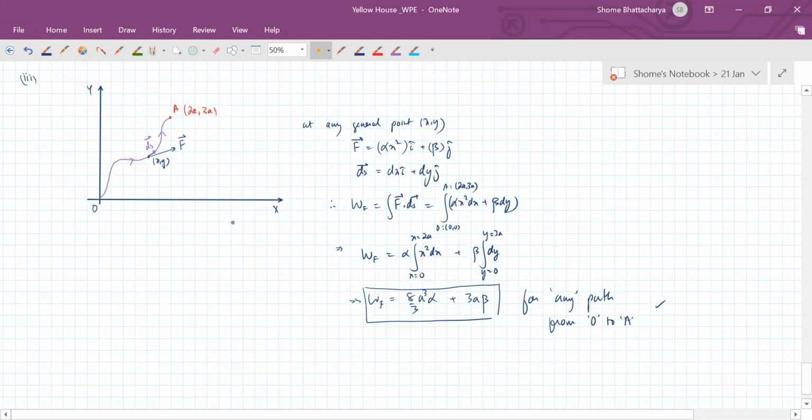Now the reason why I'm doing this question is that at some point today we'll see that there are two types of forces: conservative force and non-conservative force. For conservative forces, the work done is independent of path and it is a state function. It only depends on the initial state and the final state. Whereas there is another category of force called non-conservative force, where the work done will be different for different paths. So there we say that the work done is path dependent.